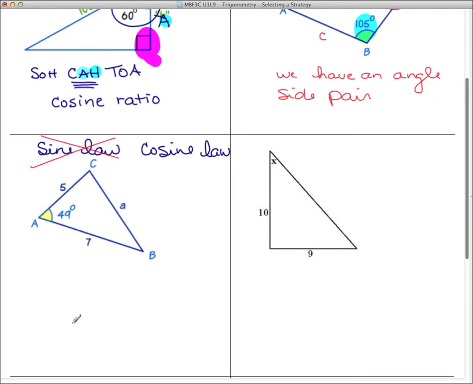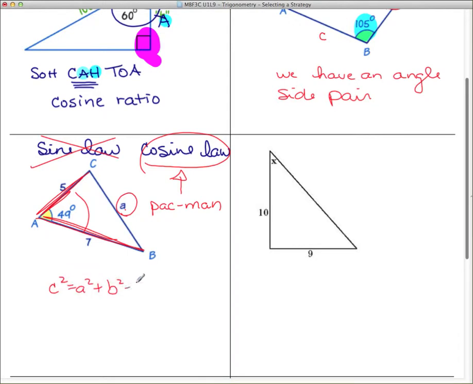Is it cosine law? Does it have all three sides? No. Does it have a Pac-Man situation? Well, we've got a side and a side with an angle between it. This is definitely cosine law or the Pac-Man situation that we talked about before. So we would use cosine law. Most specifically, this is cosine law to find a side. So this one will be the one that goes c squared equals a squared plus b squared minus 2ab cos c.